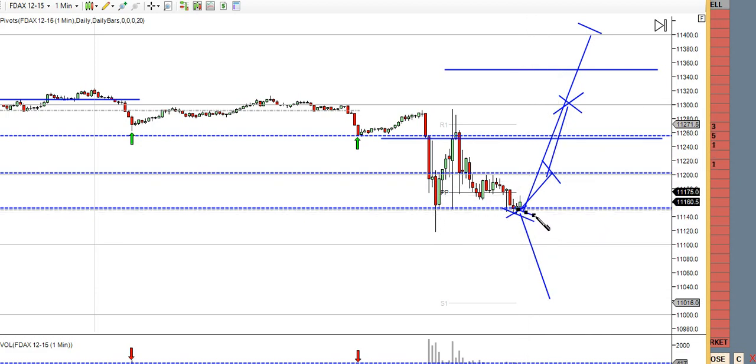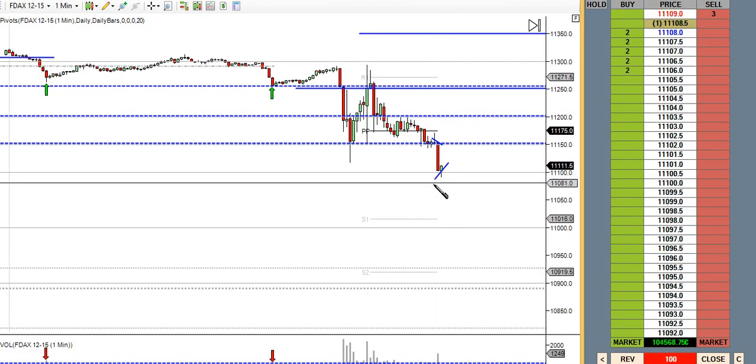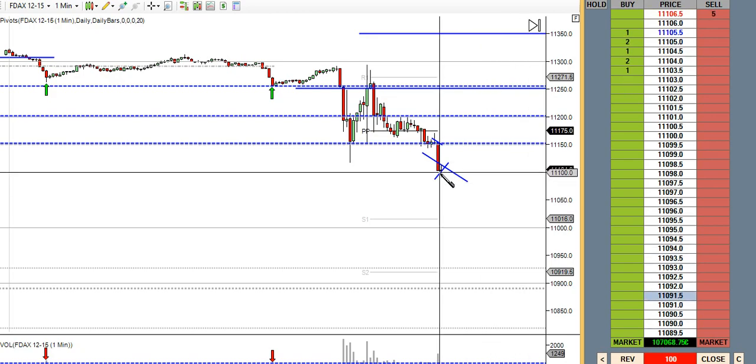If it tries to retest here, I will just short it for the momentum breakdown. Okay, so I shorted here for a momentum breakdown. Let's see if this support now can hold us and rally back up.